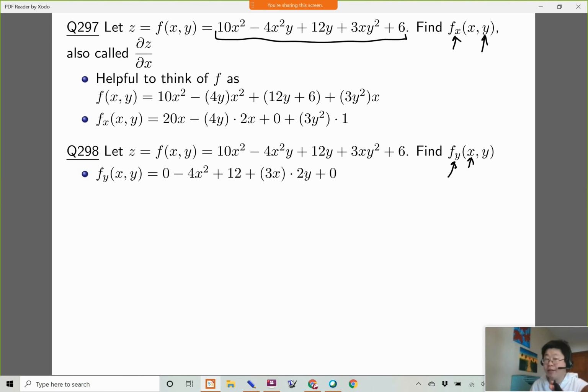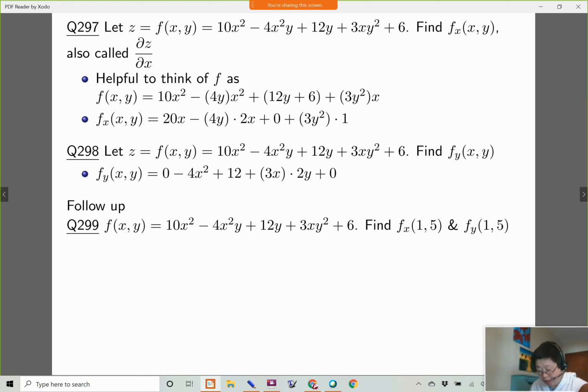Okay, and then as a very minor follow up here, we're going to use the same function again as in the previous two questions, and now this says find f sub x of 1, 5 and find f sub y of 1, 5. So we've done the hard work up here. Now we're going to do a much easier thing of just some algebra, now that we have the partial derivative and the other partial derivative. There are two partial derivatives because there are two input variables.